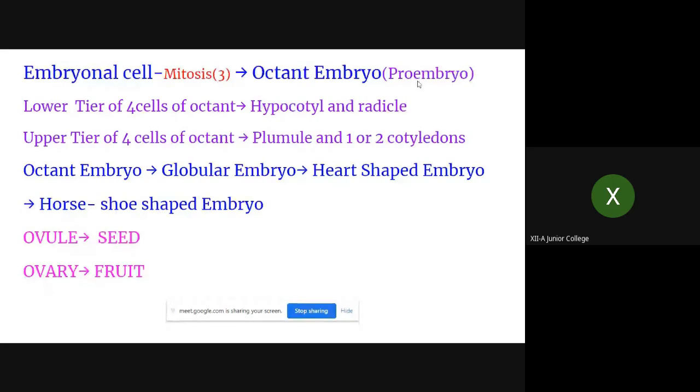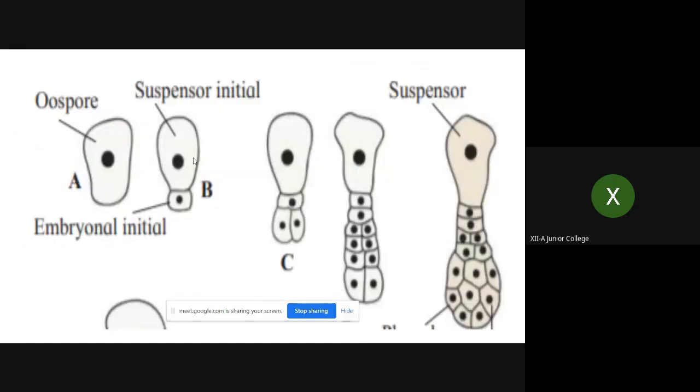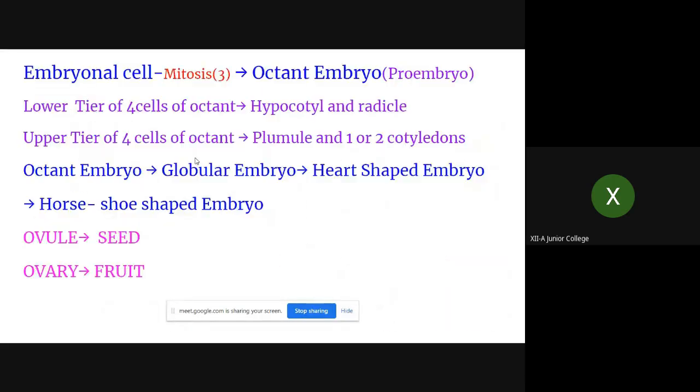So the 8 cells, the octant stage of the embryo, is formed, and the lower tier of 4 cells of the octant gives rise to the hypocotyl, which in further development gives rise to the radicle. And the upper tier of 4 cells of the octant gives rise to the epicotyl, which in further development gets converted into the plumule and 1 or 2 cotyledons.